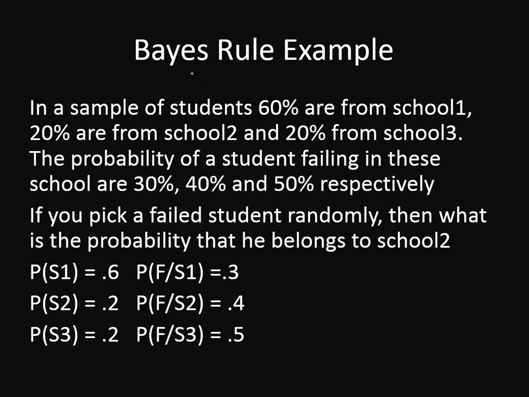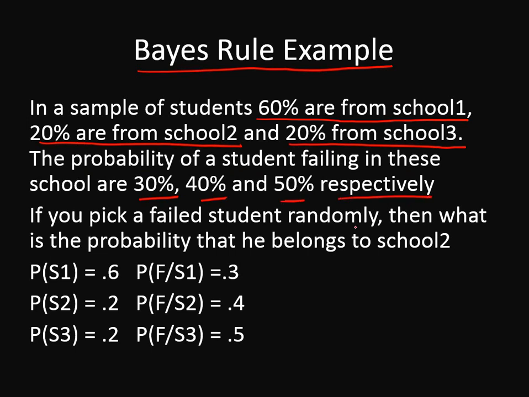In this video, I'm going to take an example so that we can understand the Bayes rule better. So here is an example. In a sample of students, 60% of the students are from school 1, 20% of the students are from school 2, and the rest 20% are from school 3. The probability of a student failing in these schools is 30%, 40%, and 50% respectively. If you pick a failed student randomly, then what is the probability that he belongs to school 2?